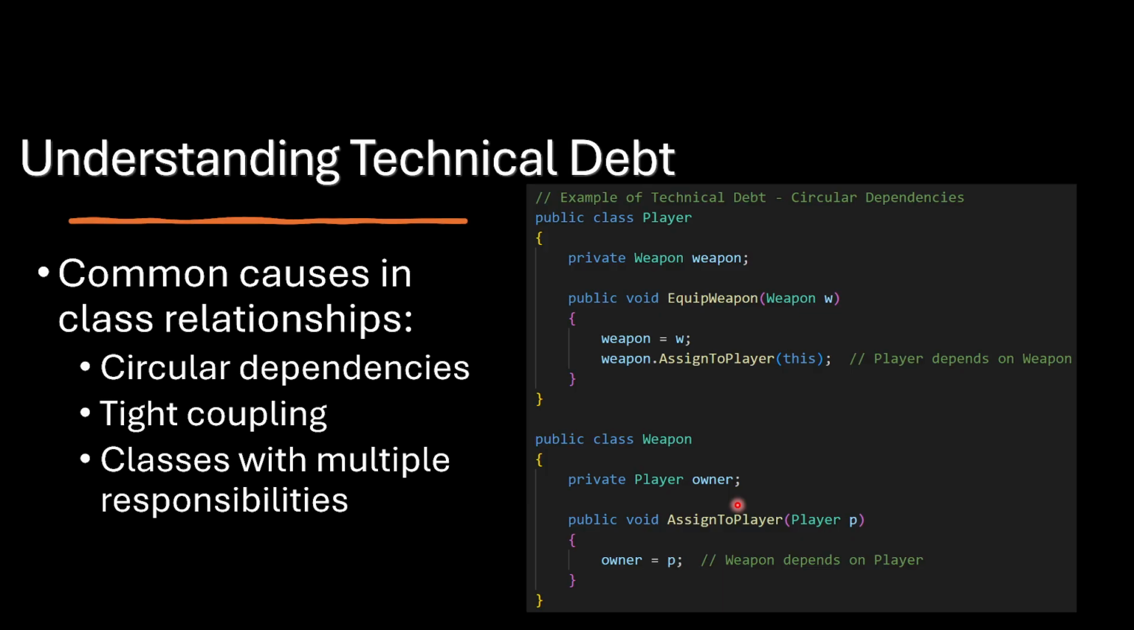In our player weapon example, here in the bad version, if we want to change how weapons work, we might need to change both classes. If we want to add a new feature like temporary weapon buffs, then both classes might need updates. Testing is going to become harder because we can't test one without the other.